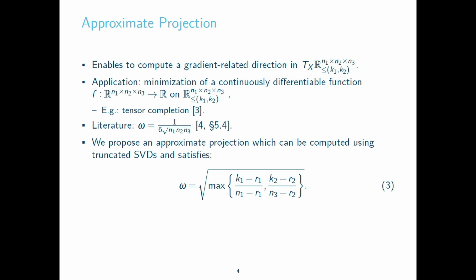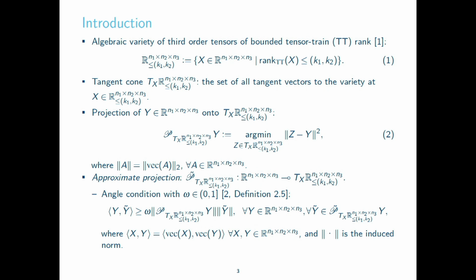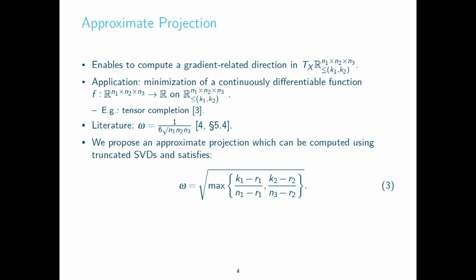I maybe forgot to mention that in the approximate projection, omega is a value between 0 and 1, and we want to obtain a value of omega as high as possible. The higher the value of omega, the better the approximation, and when the approximation equals a true projection, omega equals 1. In our work, we propose an approximate projection which satisfies the following value for omega.